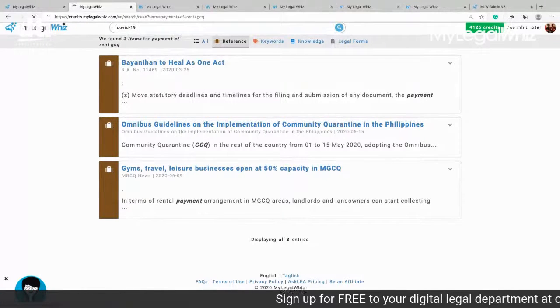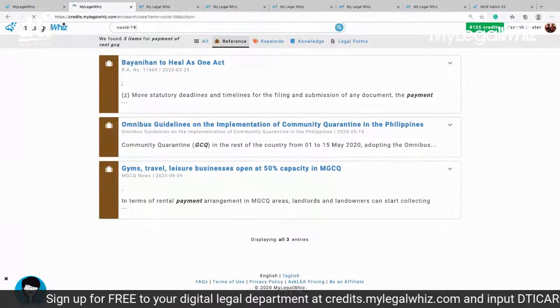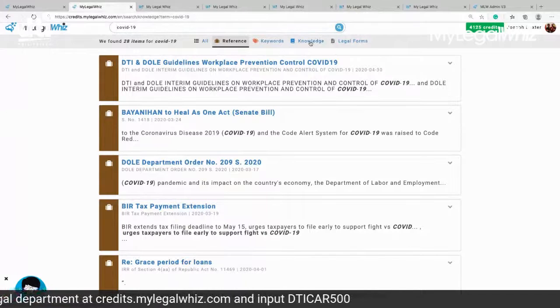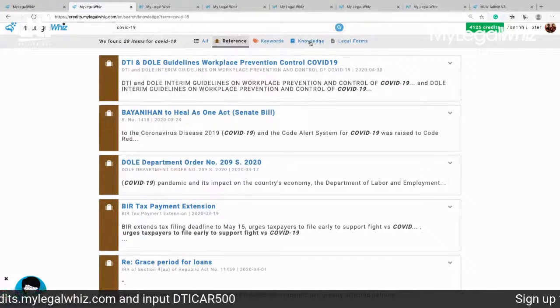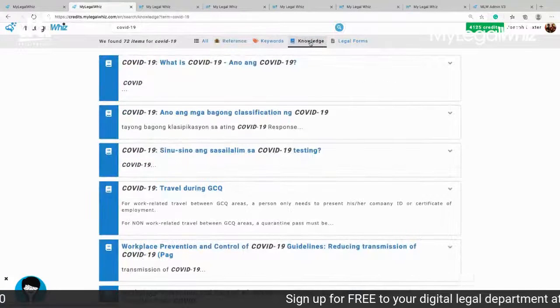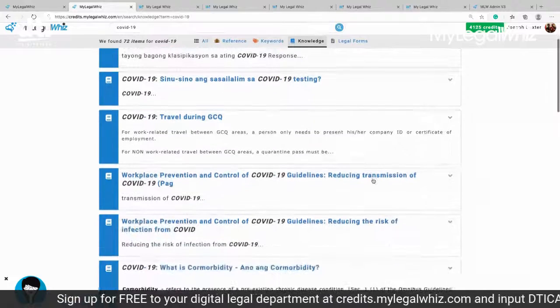Yes, actually, we want to show this one, the guidelines about MGCQ and GCQ. Like this one, you just need to type, for example, COVID-19. You get all the updated guidelines on COVID-19. Yan, so kung nakikita nyo po dito, napakadali na lang.